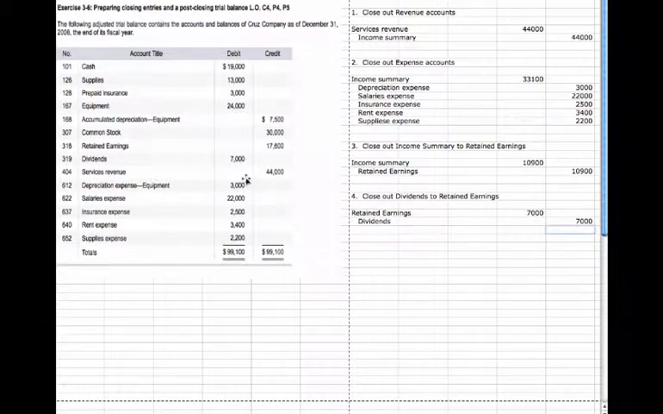So what's happened now is that all these accounts from dividends on down are now 0. I've updated the retained earnings account, and now I can create my post-closing trial balance because none of these other temporary accounts should be on there. Okay? So hopefully that'll answer your questions on how to close out the books, and we're ready to move on to the next chapter.